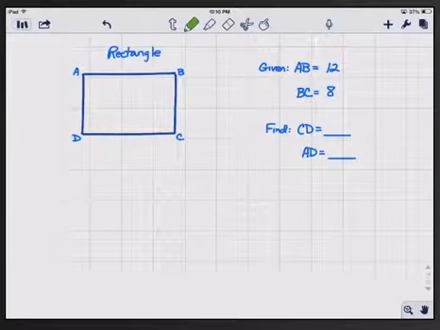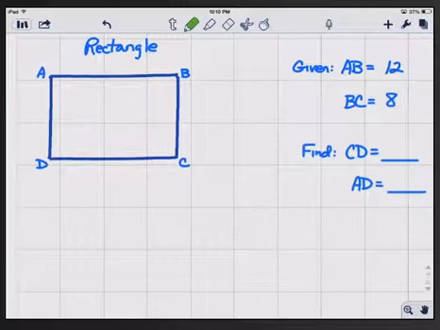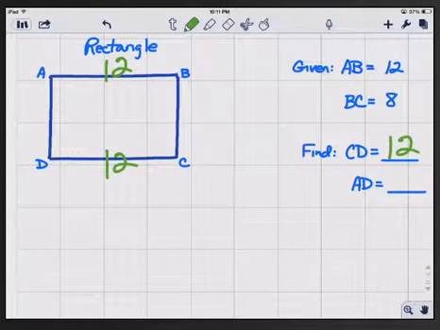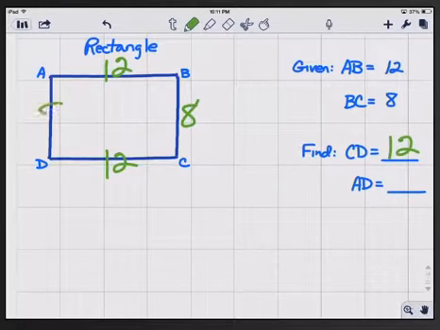Okay, three problems or three sets of problems dealing with rectangles. The definition for a rectangle is that it's a quadrilateral with four right angles, so angles A, B, C, and D are all 90 degrees. Because it is a parallelogram, if segment AB is equal to 12, opposite sides are still congruent, so segment CD is equal to 12. And because segment BC is given as equaling 8, segment AD is also equal to 8.